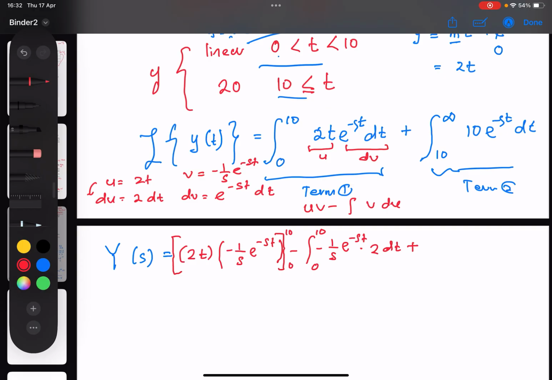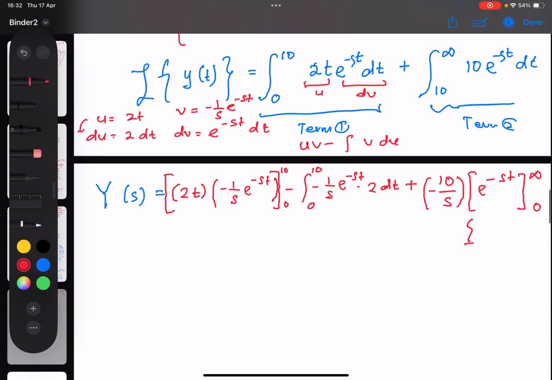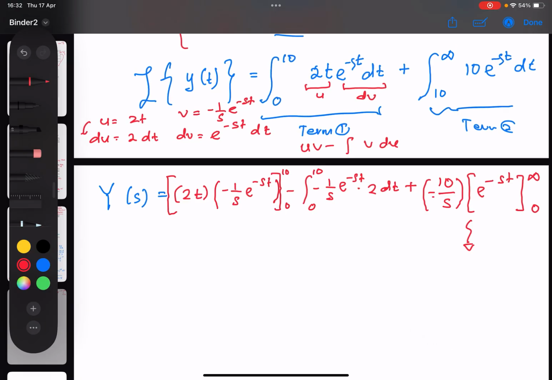I can straight away integrate it, because integrating this one I'm going to get negative 10 over s, e to power of negative st, for which time equals infinity and time equals 0. Oh, this one should be simpler. Now t to power of infinity should be 0, and t to power of 0 should be 1. So for this one I'm going to get plus and minus is going to be minus 10 over s, 0 minus 1. That's it.